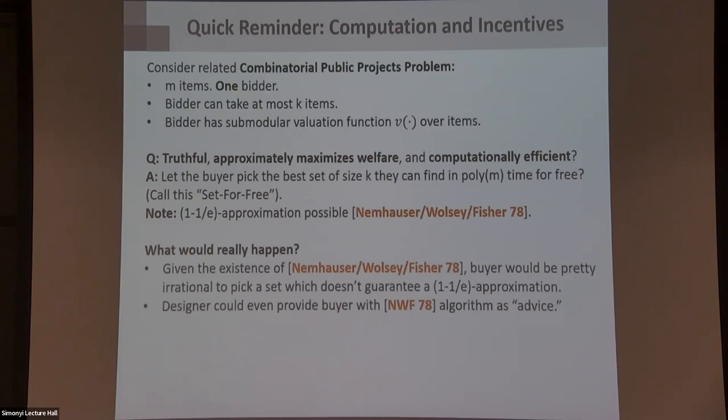So I was thinking through how I would resolve this. I think this is the right mechanism: tell the buyer, take any set of size k you want. What would the buyer really do? I think they would get a 1-1/e approximation, because at minimum, whatever they were thinking of doing, they would just afterwards run the approximation algorithm, see how it did, and take the better. Or maybe they'd run the approximation algorithm first and try to improve. I don't know what they would do, but it would be silly to not get the 1-1/e approximation.